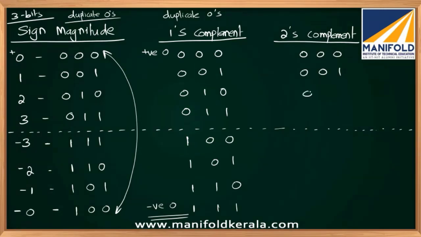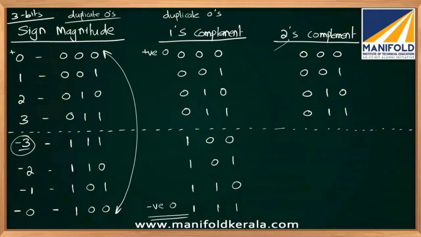So this will be 0 1 0, and finally this one will be 0 1 1. Now when it comes to the negative part, there is a difference in the rule. In the ones complement, if you want to encode minus 3, you went to plus 3 first, then took the ones complement of plus 3. Whatever is the binary for plus 3, you take its ones complement to get the representation for negative 3.